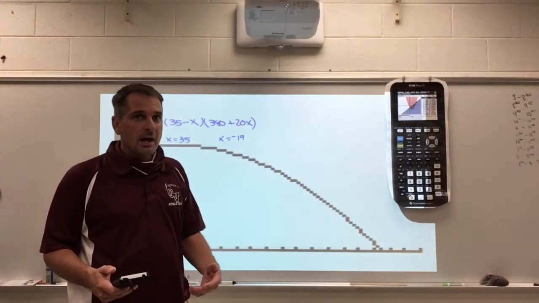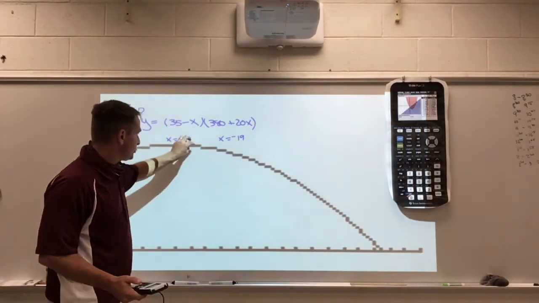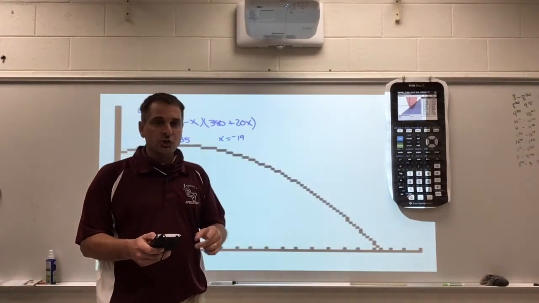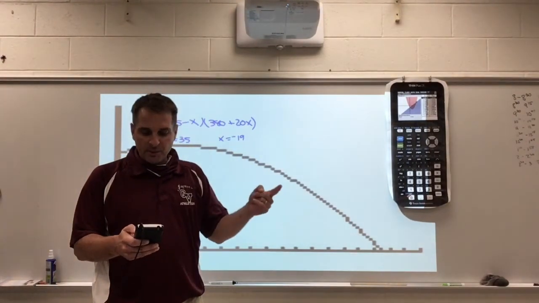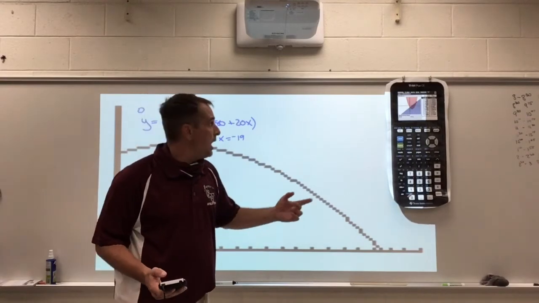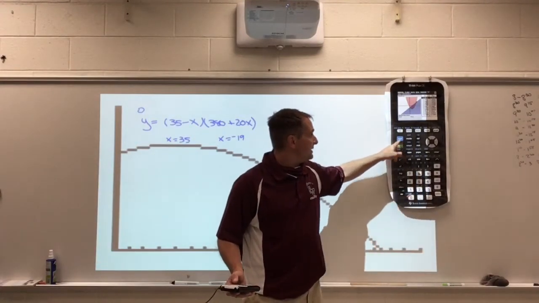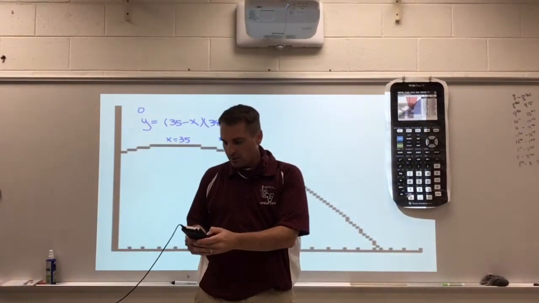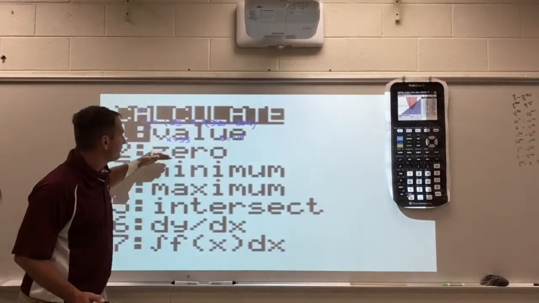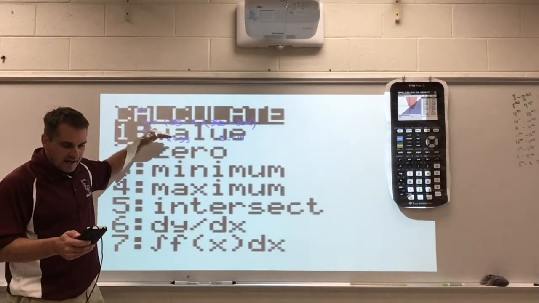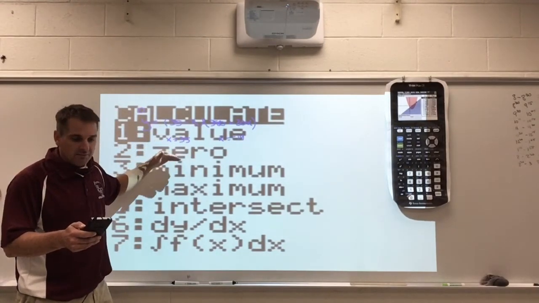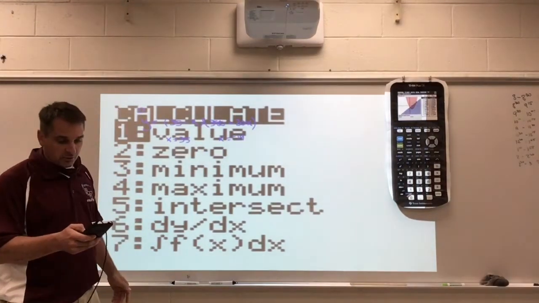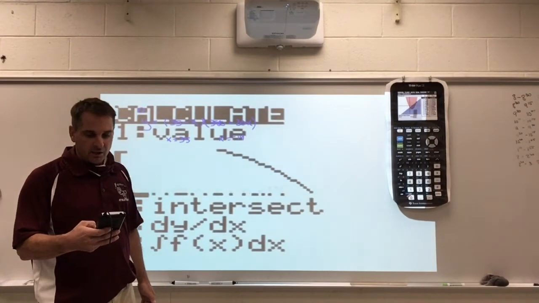Now the trick is, how do I find the max? The picture's not great on these calculators. So how do I find this max? Well, I can hit the trace button and trace, but there's an easier way to do it. I can go here and hit second and calc. Second calc. And I got some options now. I can find a value, I can find a 0, I can find a min, a max. Well, I want to find a max. So I'm going to toggle down here to max, and I'm going to hit enter.